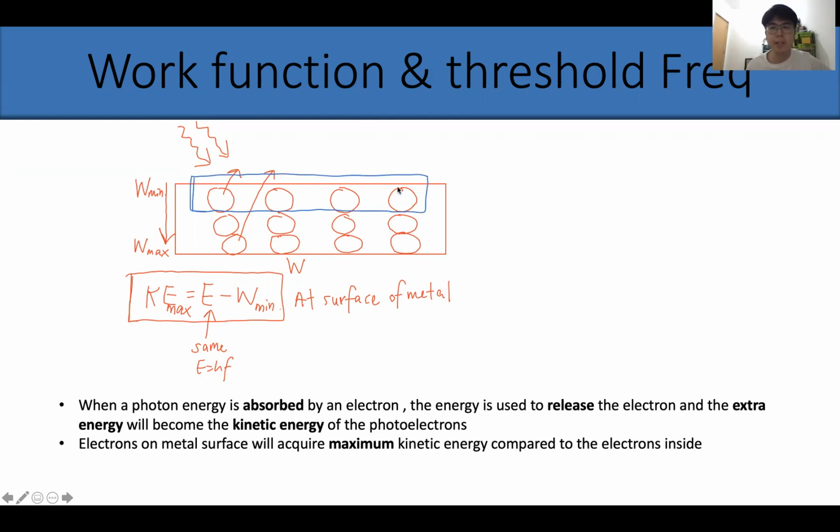And for most of the examples given in the question, they give you the work function. Work function of a metal is 2.5 electron volt. This is referring to the surface. Normally they give you the work function at the surface of the metal.